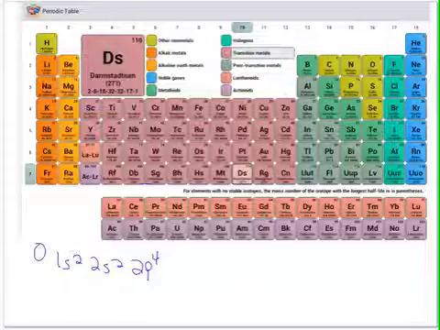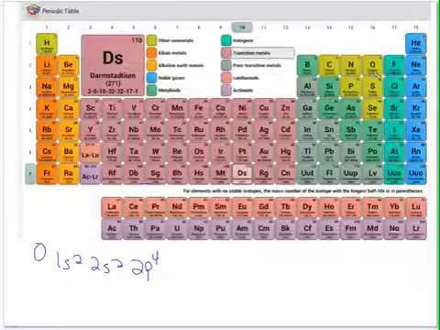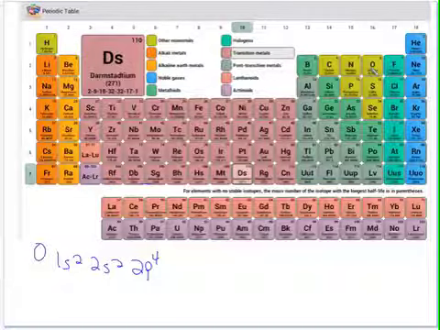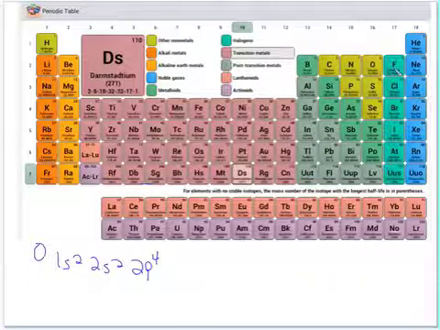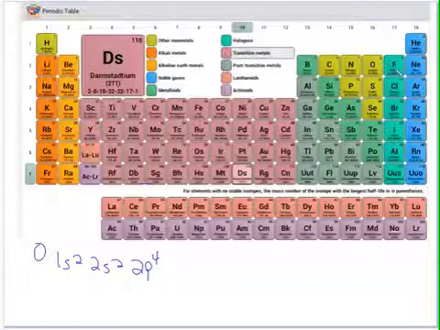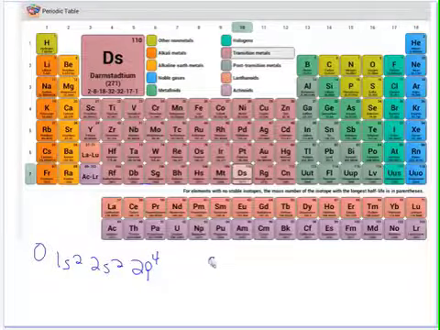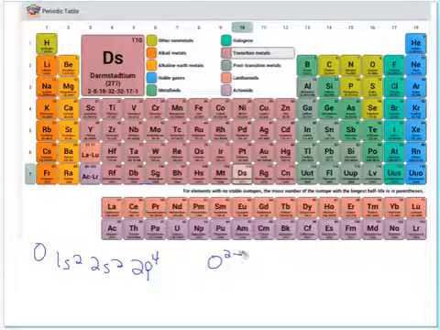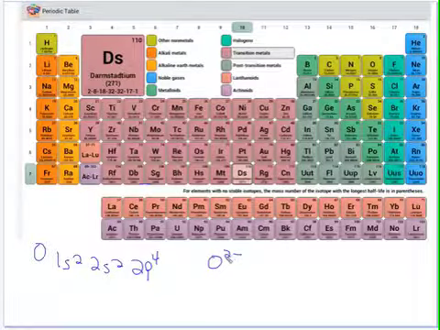So oxygen is going to gain electrons until it has an electron configuration that is the same as a noble gas. Oxygen's right here, so the closest noble gas to oxygen is neon. It's going to have to gain 2 electrons. So oxygen usually forms an oxygen 2- ion, and the reason is because it gains 2 electrons.